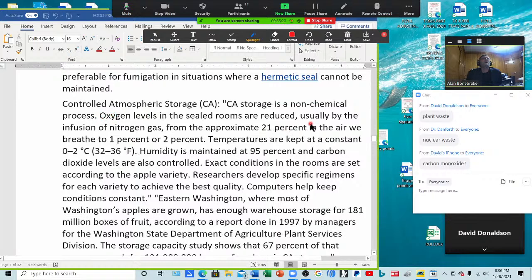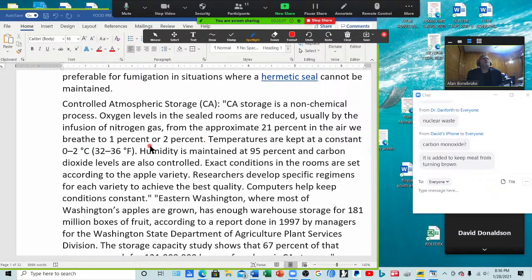Controlled atmospheric storage, or CA, storage is a non-chemical process. Oxygen levels in the sealed rooms are reduced, usually by infusion of nitrogen gas, from approximately 21% in the air we breathe to 1% or 2%.